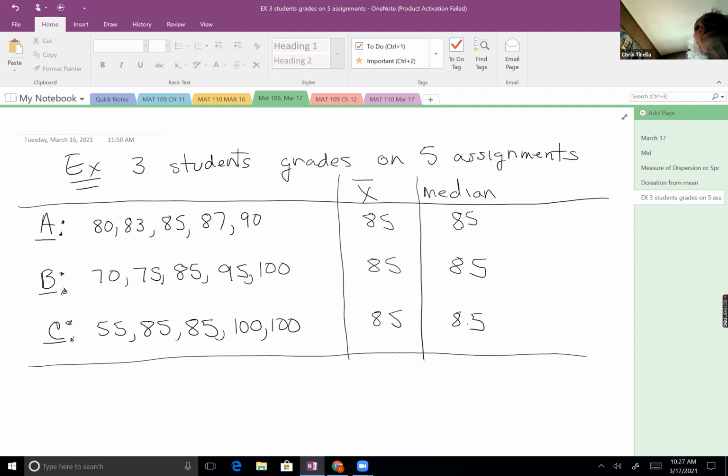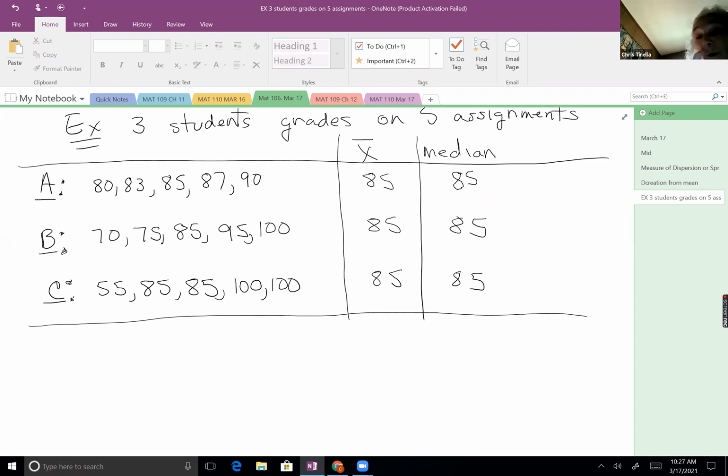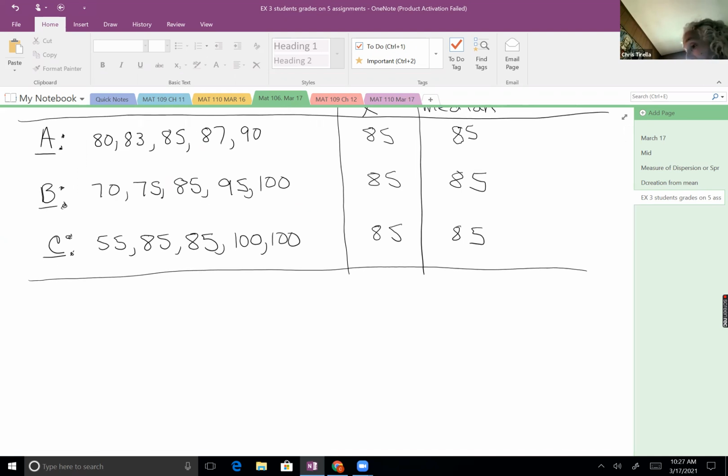those 3 students would all seem the same, right? As we look at their grades though, do they look the same? No, not at all. And so that's why we don't want to just look at the center, but we need to look at the spread of the data values. We're going to go through and find the standard deviation for each of these 3 students.